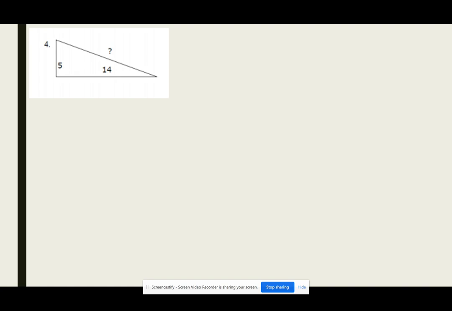All right, problem number 4. Okay, in this case, again, we're missing our hypotenuse. I label that right away because that's the longest side. And then these ones don't really matter. I can label them A or B however I want. Okay, so my A squared would be 5 squared, plus my B squared would be 14 squared, and I'm missing my C squared.